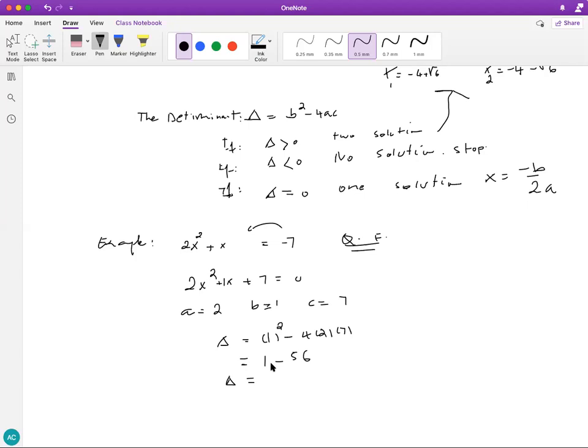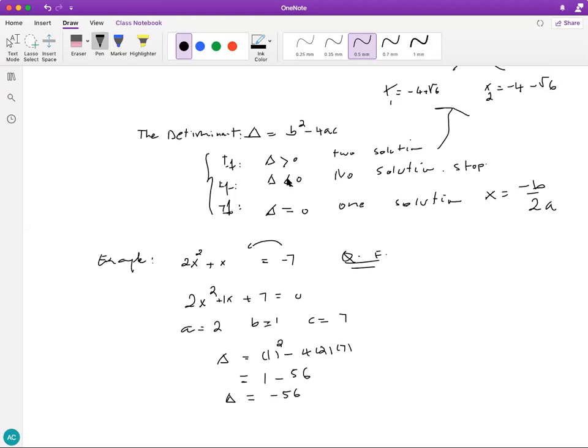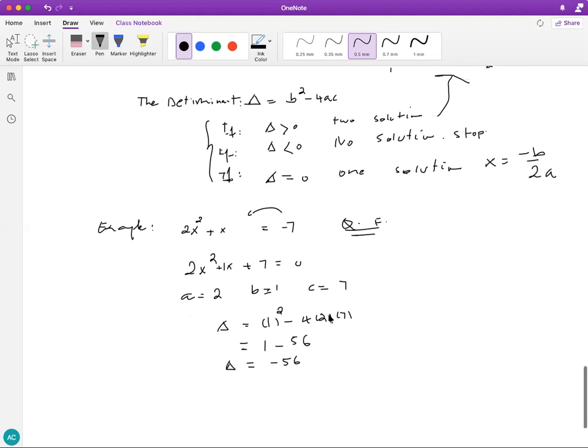1 take away 56. Minus 55. That's right, it's a negative number. So what do you say based on these? Delta is negative, meaning it's less than 0, so? There is no solution. Exactly, so this saved us time.